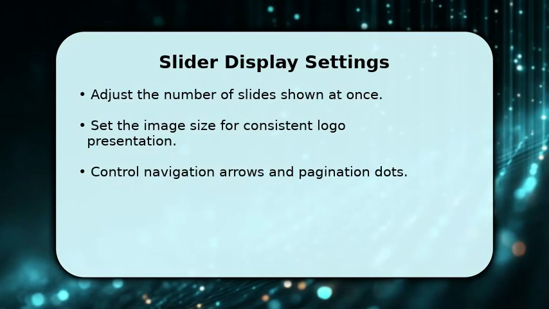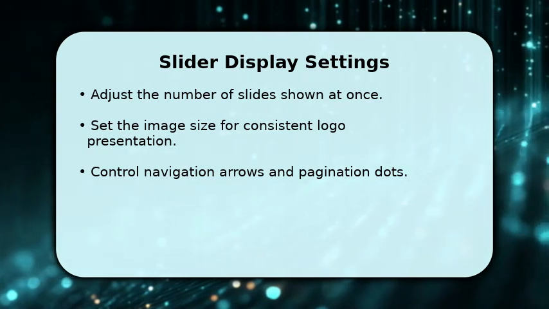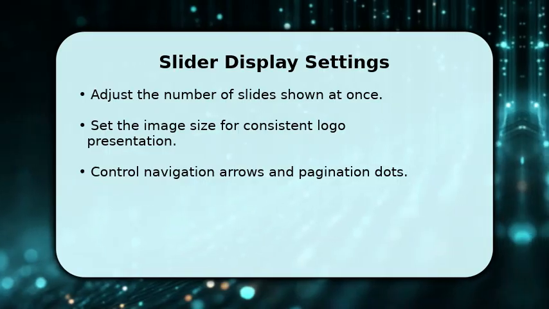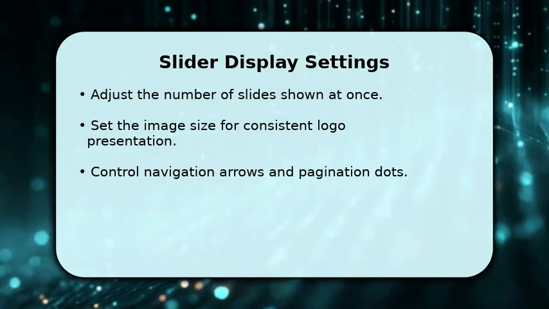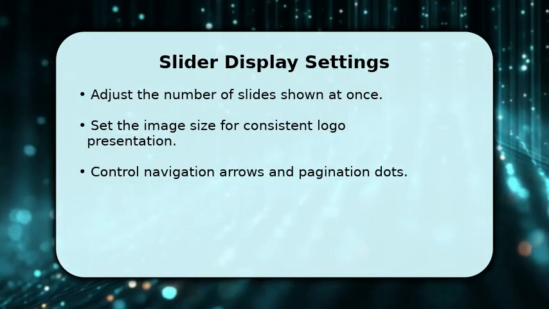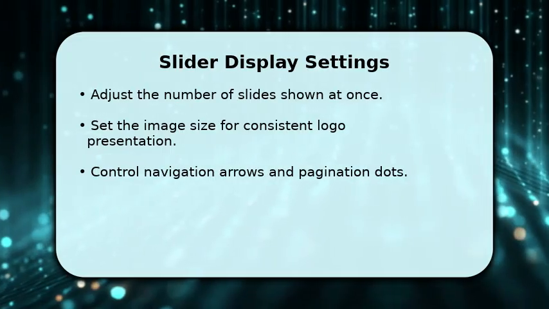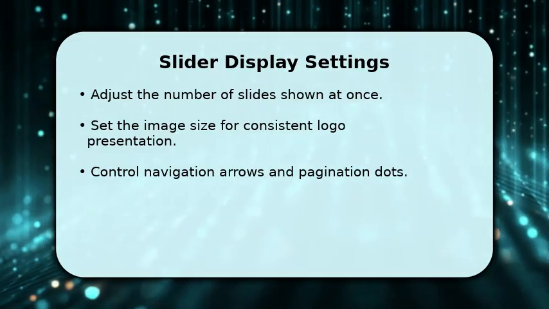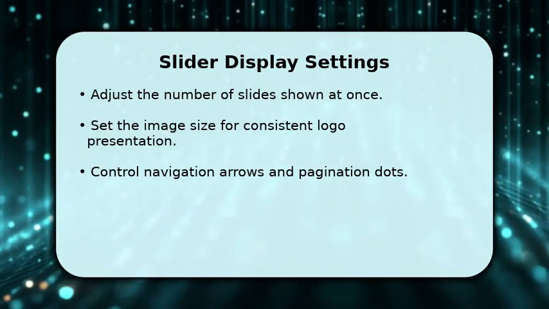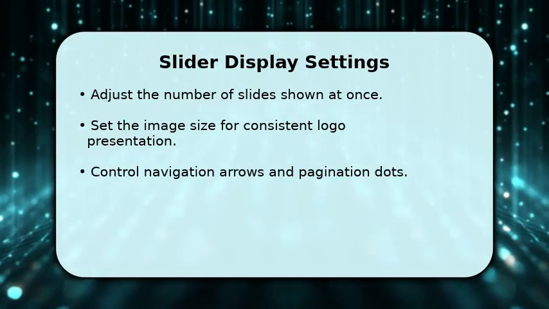Now, let's refine how your logos appear. In the Content tab, you can set the Slides per View option, typically to 3 or 4 logos for a balanced look. Choose an appropriate image size, like medium or thumbnail, to ensure consistency. You can also decide whether to show navigation arrows and pagination dots, which guide users through your logos. These settings are crucial for a professional and user-friendly display.